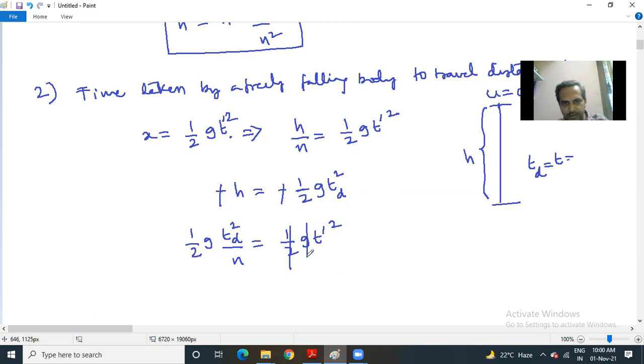So half g cancelled. If you cancel the square on the left side, it will go to the right side, and if you cancel the square on the right side, the left side quantity will come under root. So the final answer will be td without root, but n you will get with root. So this is the desired answer.